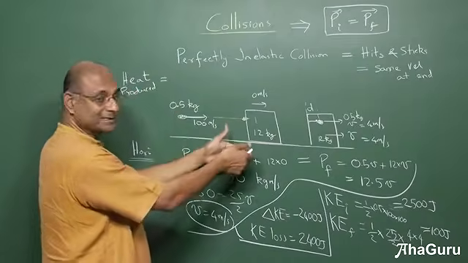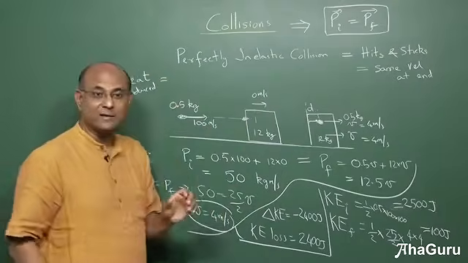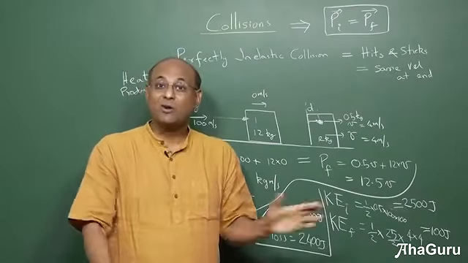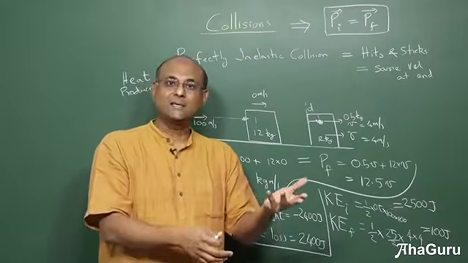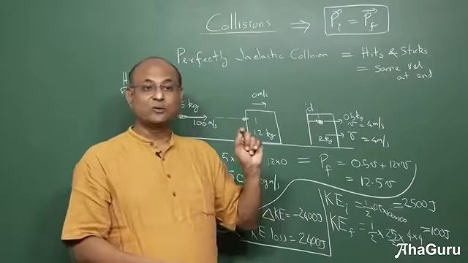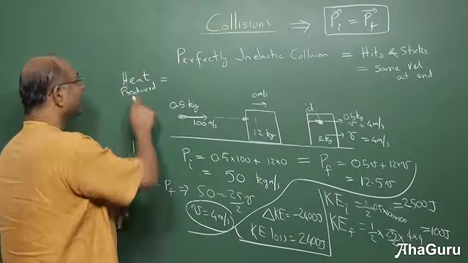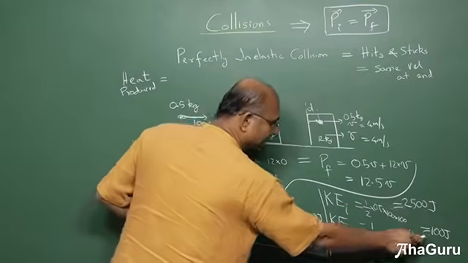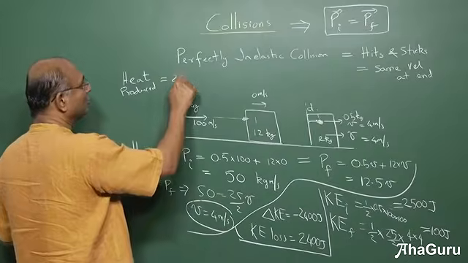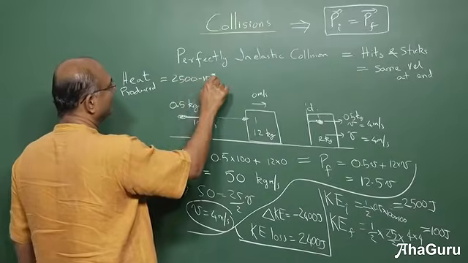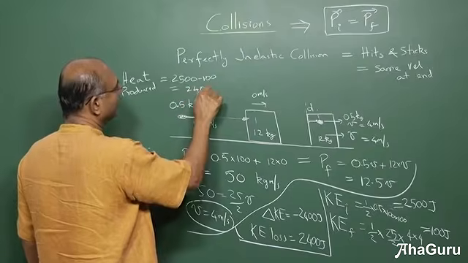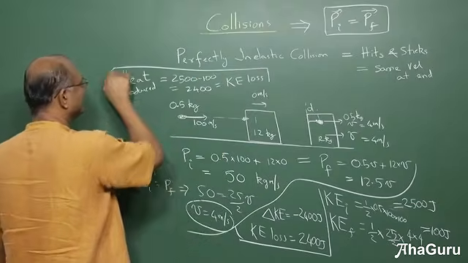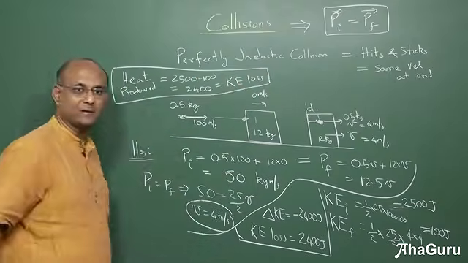So whatever it lost, minus whatever the block has taken, the remaining part that it has lost is actually lost as kinetic energy, but energy is never lost. So it becomes kinetic energy of molecules, which we call heat energy. Okay, so the heat produced is equal to the kinetic energy that you have lost, which is 2500 minus 100. So it is 2400. This kinetic energy lost is basically the same as the heat that has been produced.